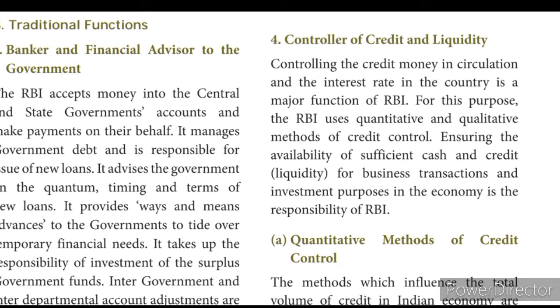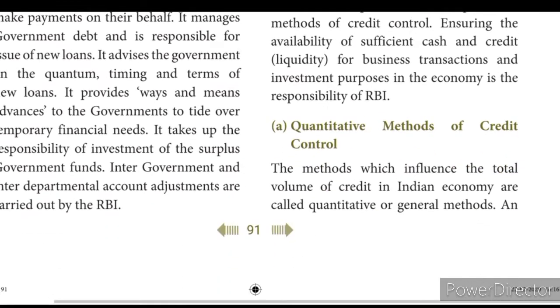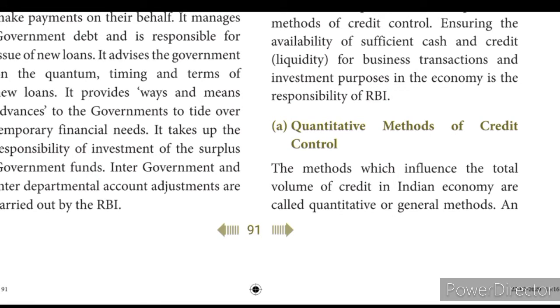It advises the government on the quantum, timings and terms of new loans. So when they want to extend the time or if they want a new loan, every advisory thing is done only by the RBI. It provides ways and means advances to the government to tide over temporary financial needs. So whenever there is a financial need, it is taken care of by the RBI only. It takes up responsibility for investment of surplus government funds, and inter-government and inter-departmental account adjustments are carried out by the RBI. So whatever adjustment is needed within the departments is done by the RBI only.